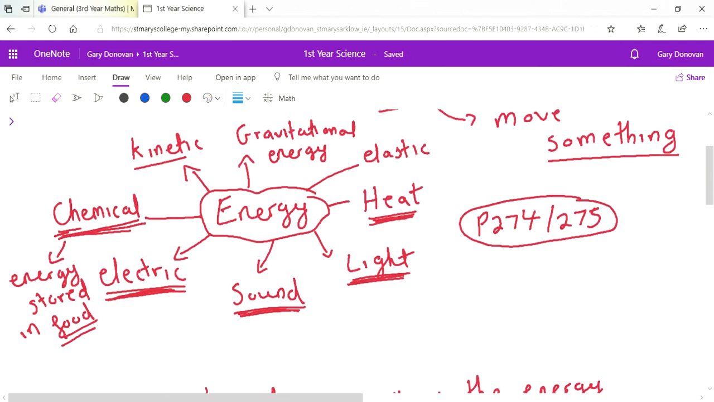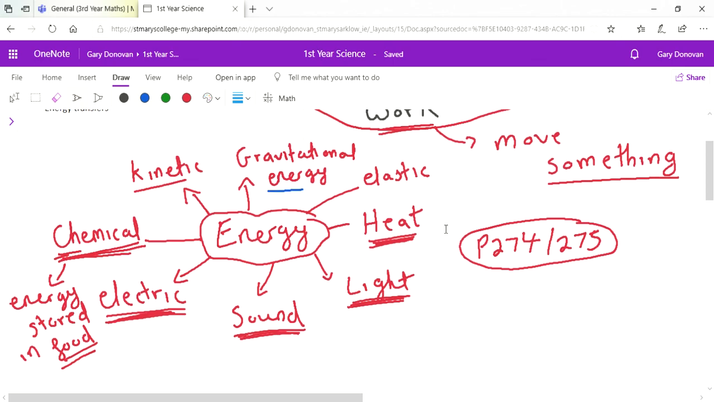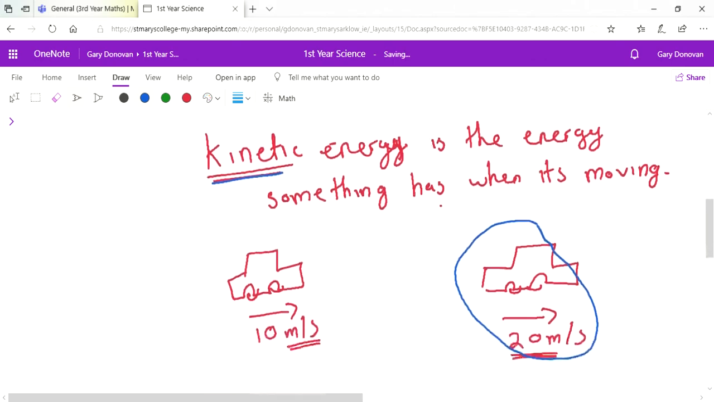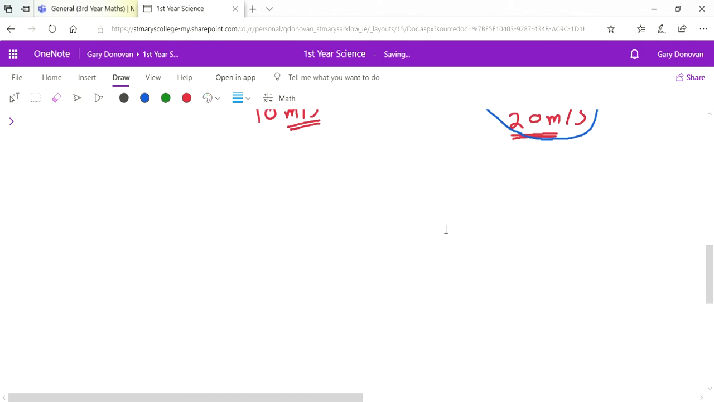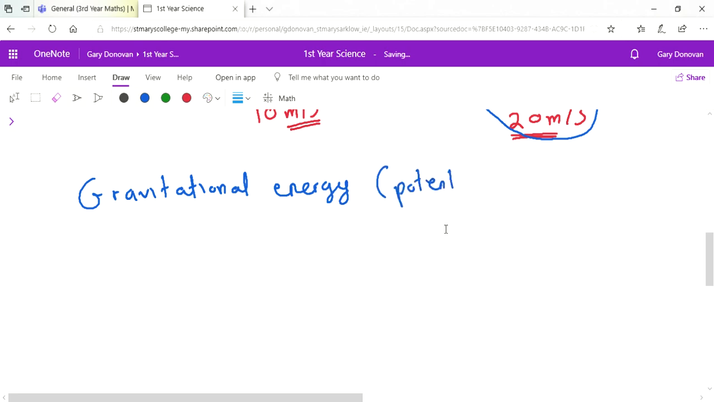The other type of energy that you wouldn't have heard of before is gravitational energy. And gravitational energy is also known as potential energy. Potential, or gravitational potential energy sometimes it's called. And gravitational energy is the energy something has when it's up high. So you imagine I have a floor here and I have a ball on the floor. That ball isn't moving, so it has no energy.